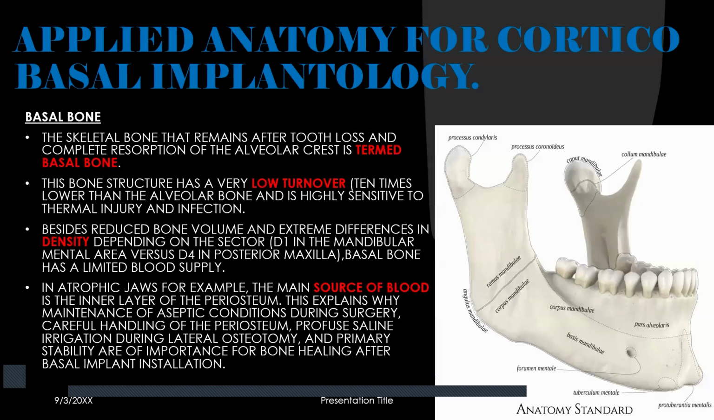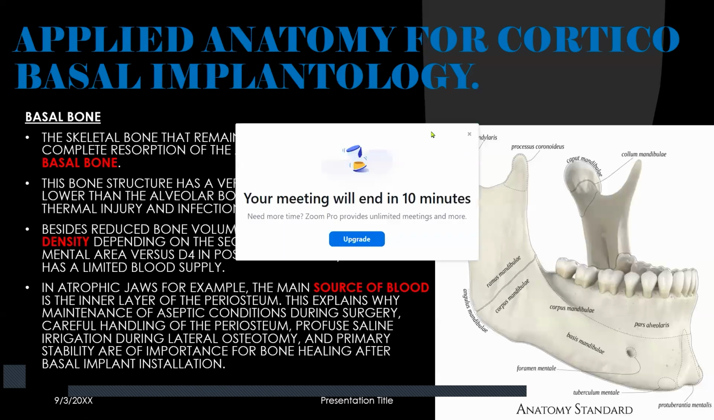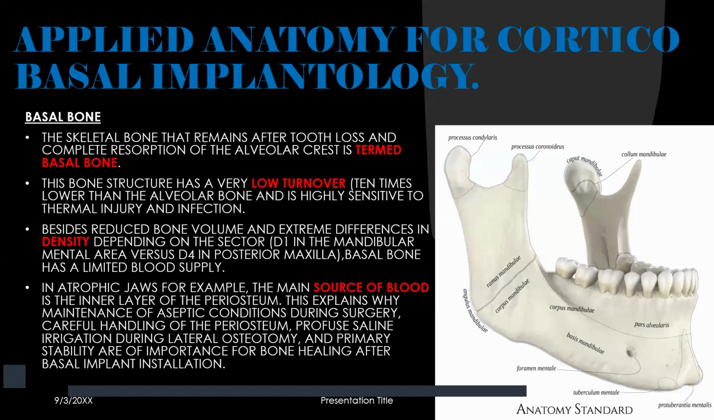Okay. Now we come to the applied anatomy. What is a basal and what is a cortical bone? Now this is also important to understand, that we say it's a cortico-basal implant. Within 10 minutes, sorry, we need a cortical as well as a basal bone. It is important to understand it is called a cortico-basal implant rather than a basal implant.